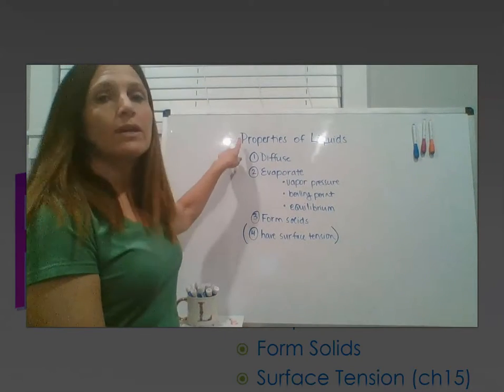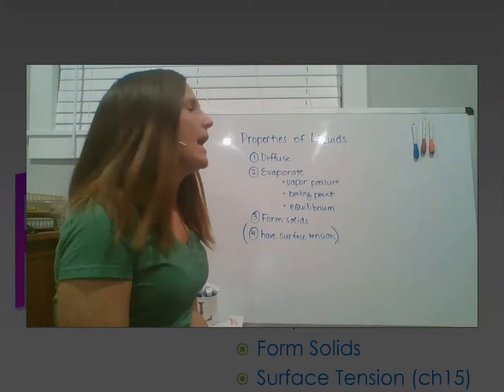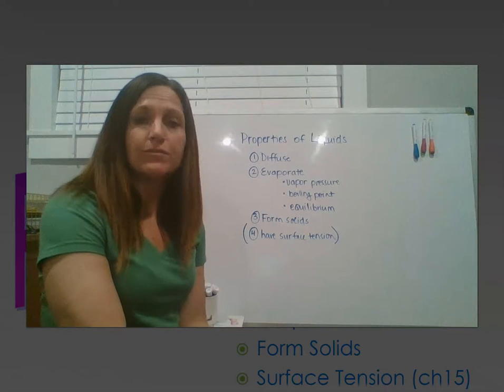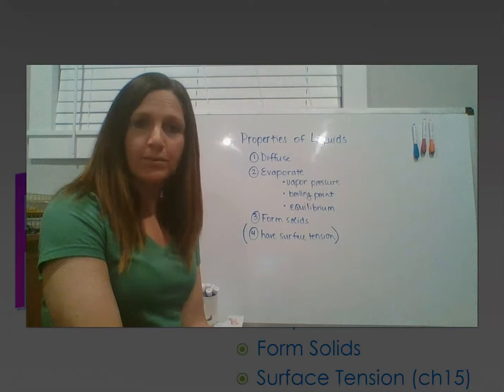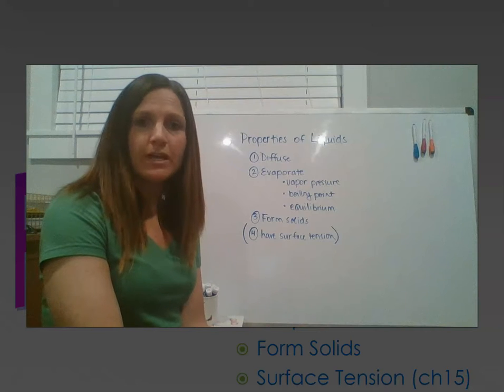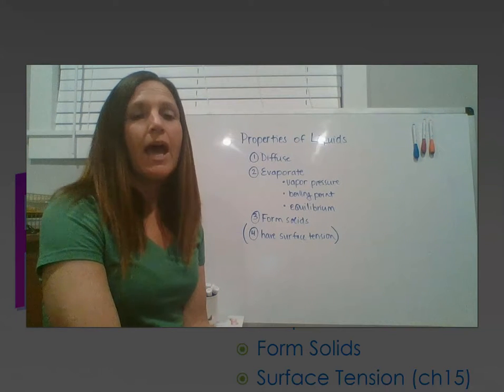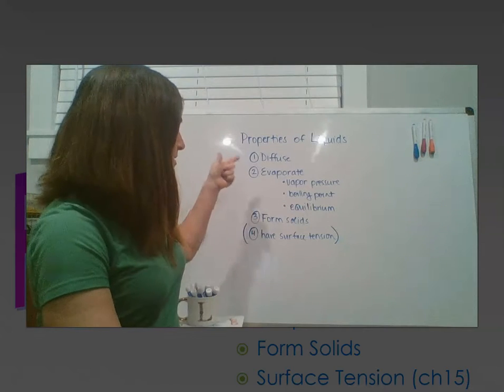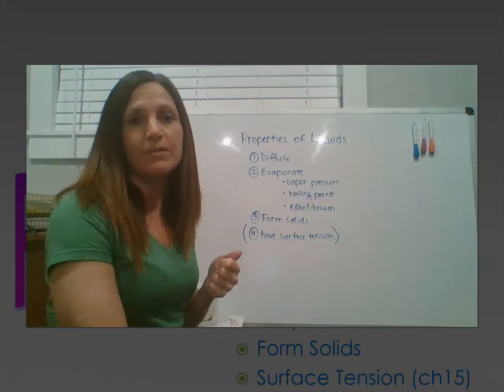So today we're going to be looking at the properties of liquids, and there are four main properties of liquids. A liquid can diffuse, it can evaporate, it can form a solid, and it has surface tension. And we're going to look at each of those different properties in a little bit of detail.